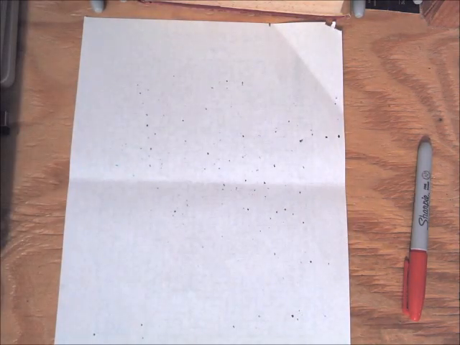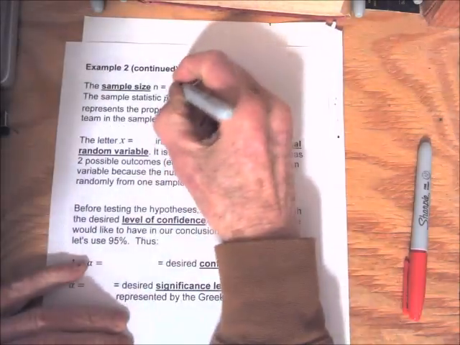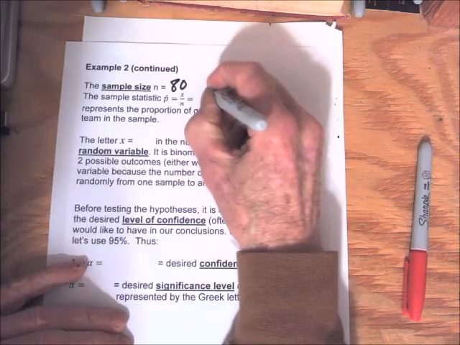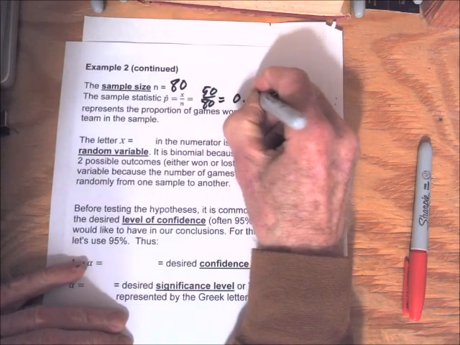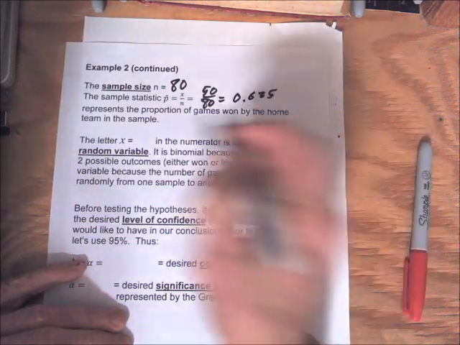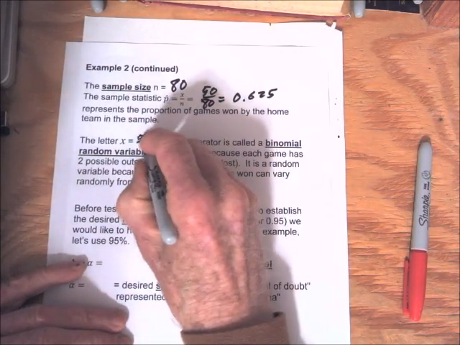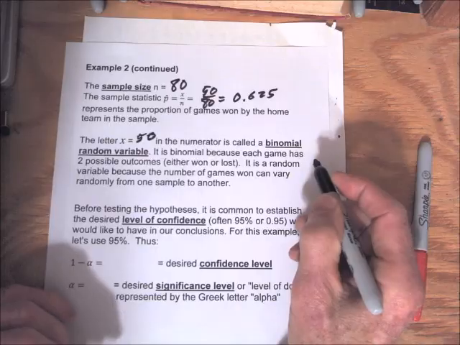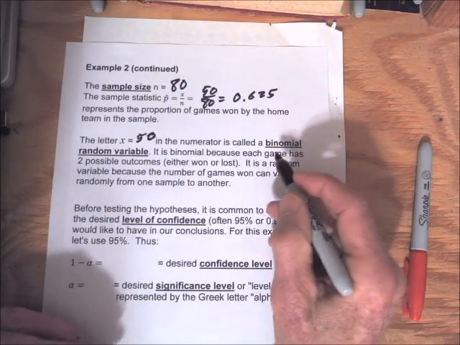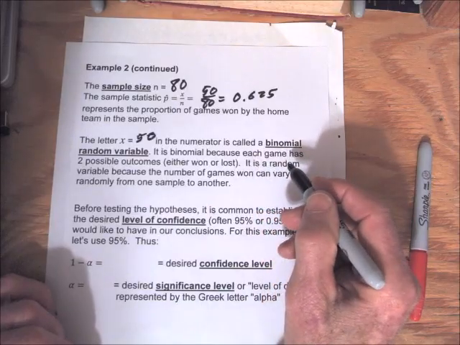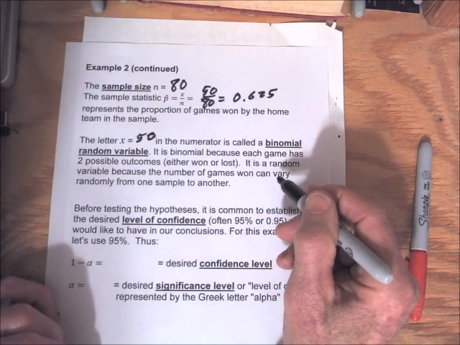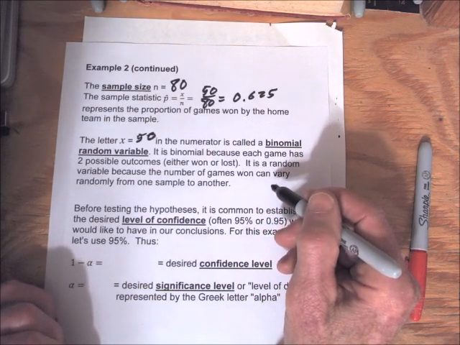Our sample size in this case is 80. Our sample proportion, 50 divided by 80, would be 0.625. X is the number of games won by the home team, that in this case is 50. This is called a binomial random variable. It's binomial because each team has two possible outcomes, either win or lose. And it's a random variable because the number of games won can vary randomly from one sample to another.